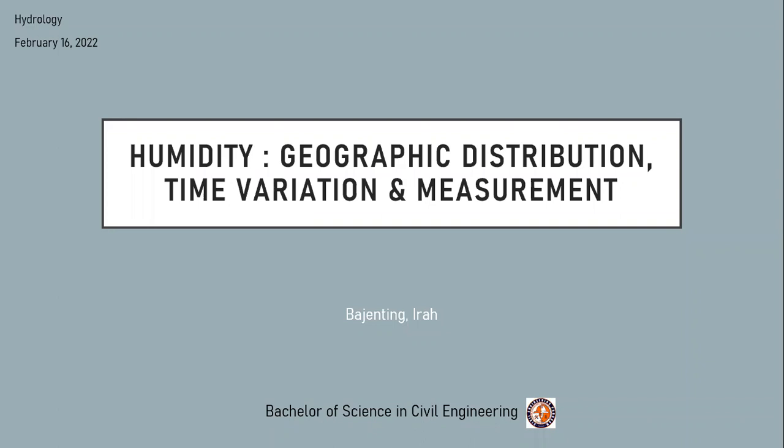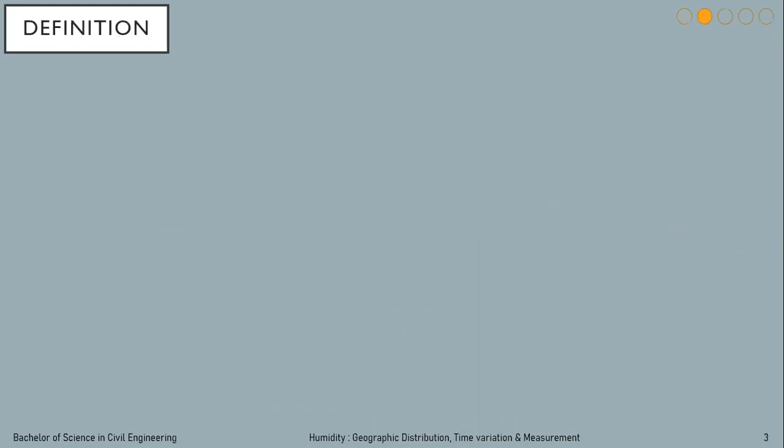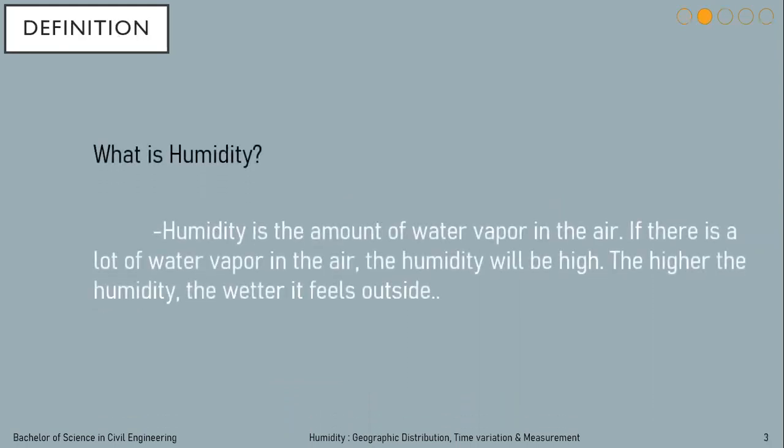Good day, everyone. My topic is all about humidity, geographic distribution, time variation, and measurement. So, the objective is to understand how to measure humidity. What is humidity? Humidity is the amount of water vapor in the air.